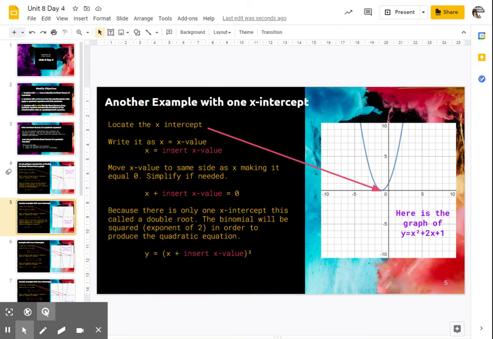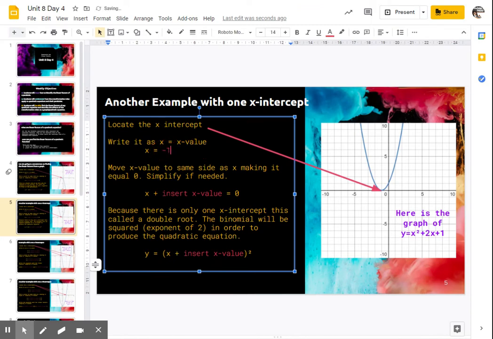Here's another example of one intercept. We locate it, and it is -1. We're going to move it over to the other side. It's a negative, so in order to move it, I do the opposite, so it's going to be a +1. Because there's only one x-intercept, this is called a double root, so we make sure that we put the squared on the outside. And there are my linear factors. I have two of them that are x plus 1, but it's really just one, -1.